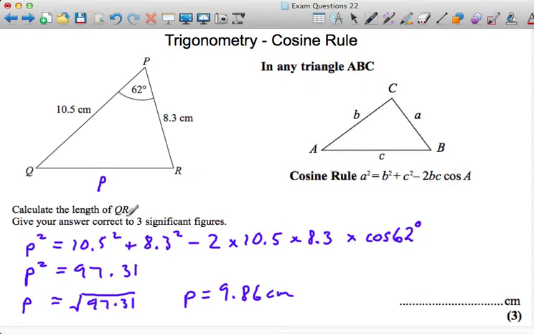And if I give the answer in the terms they pose the question, they ask for QR, so I'll say QR is equal to 9.86 centimetres.